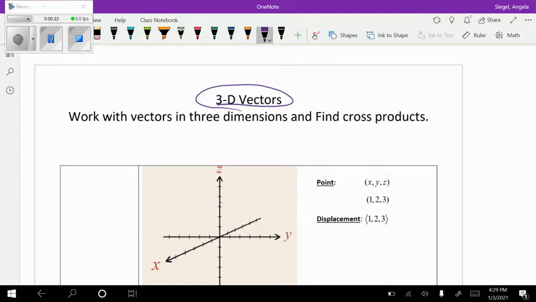And then in the last lesson, we talked about dot products. And so we are going to extend it to cross products because cross products are like dot products in concept, but it's going to deal with 3D vectors.